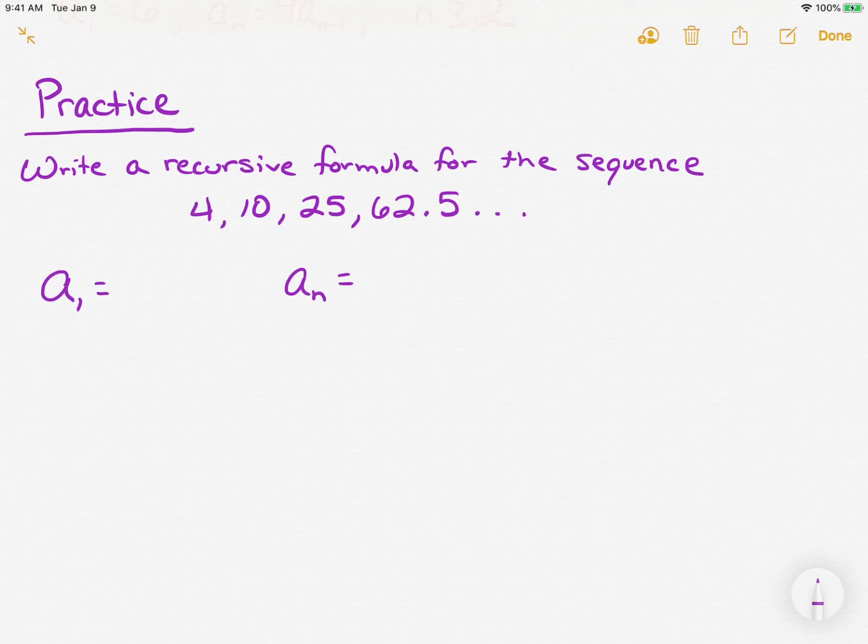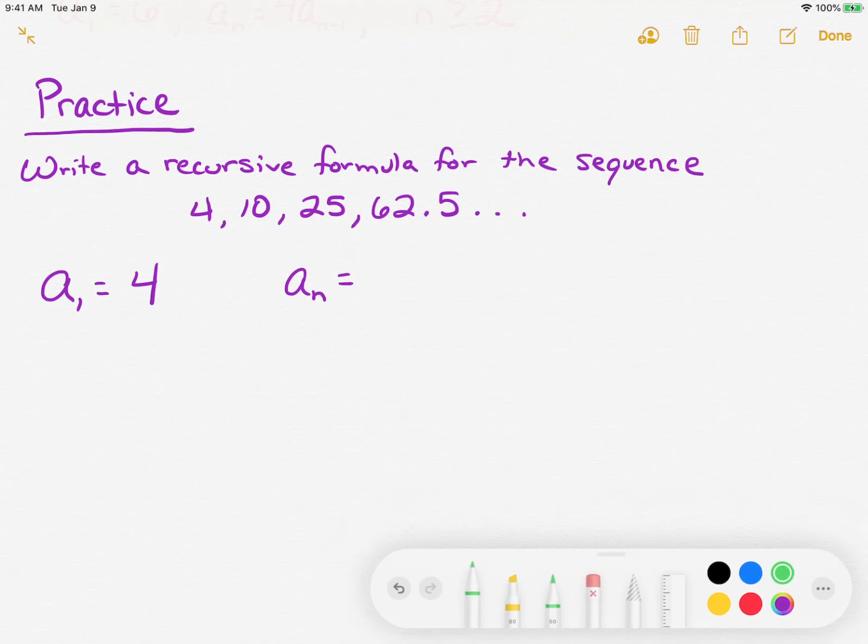So, what's the first term in this sequence? 4 is the first term. That part's pretty easy. And so the next thing that we have to ask is, is it arithmetic or geometric? It's geometric, because we're not adding the same amount every time. From 4 to 10, we added 6, and from 10 to 25, we added not 6. So it's geometric. So the next question is, what are we multiplying by every time?